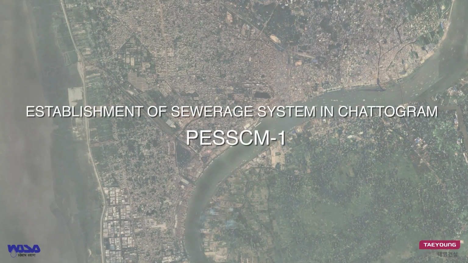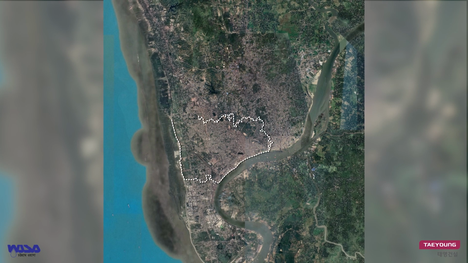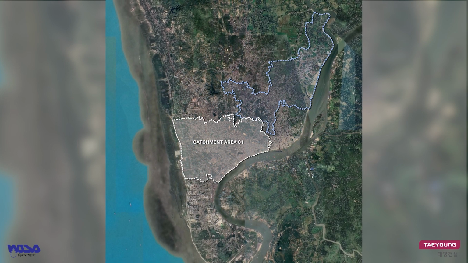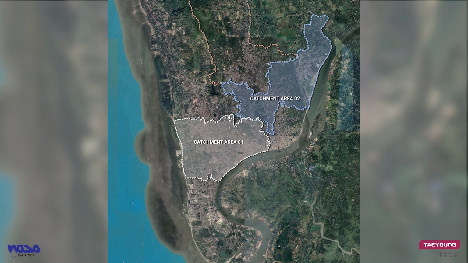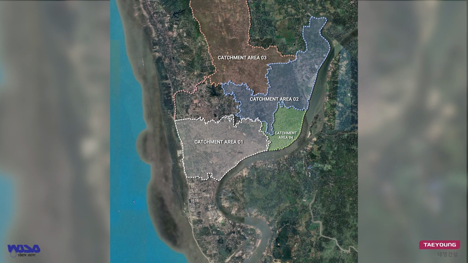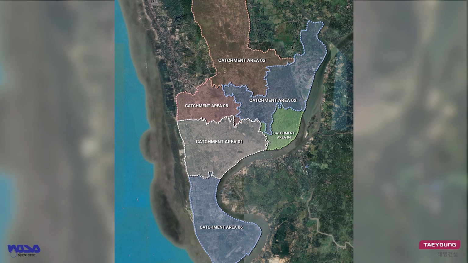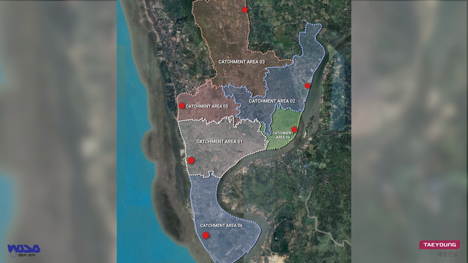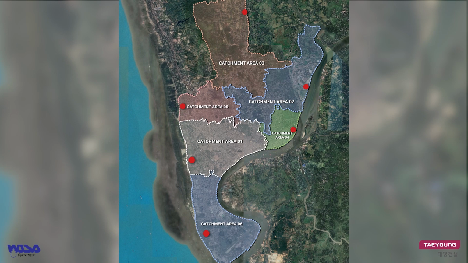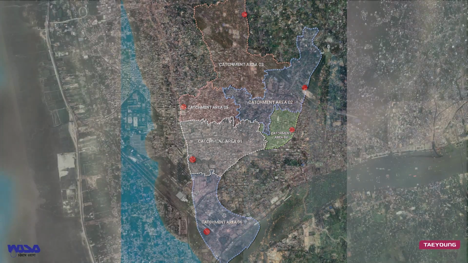Welcome to the wastewater treatment facility in Chattogram Metropolitan City. The sewerage treatment plant in Chattogram will cover 6 catchment areas, and here, the red polygons are the location of the corresponding treatment plants.